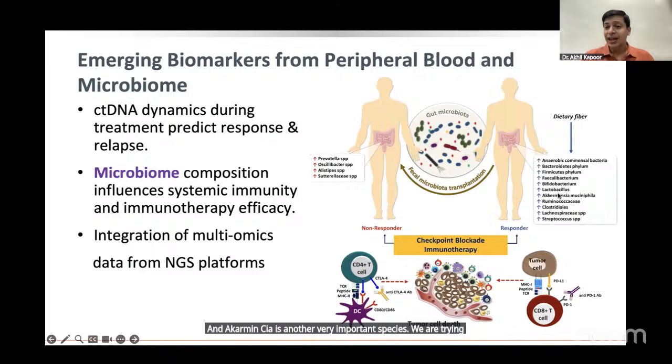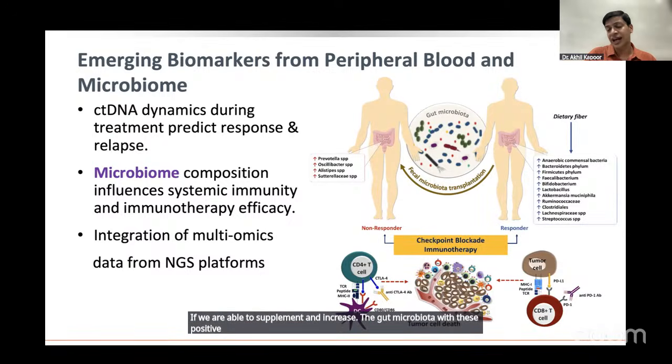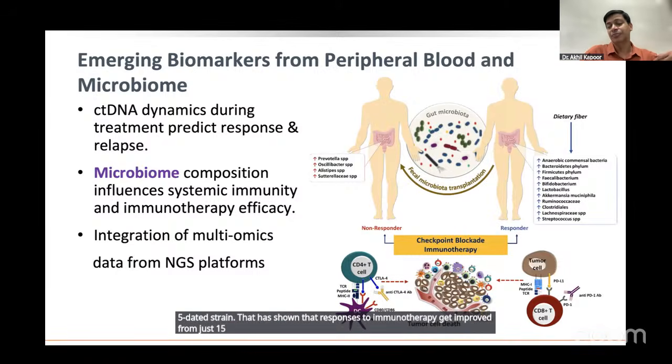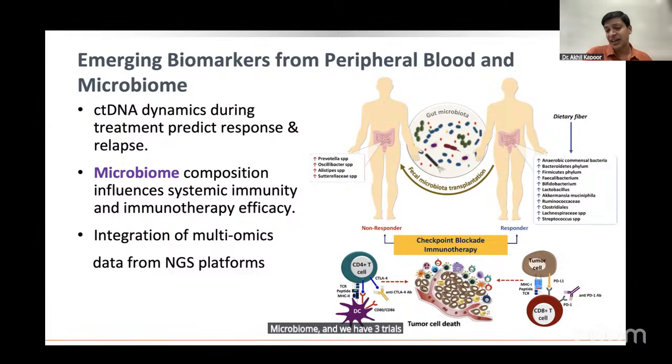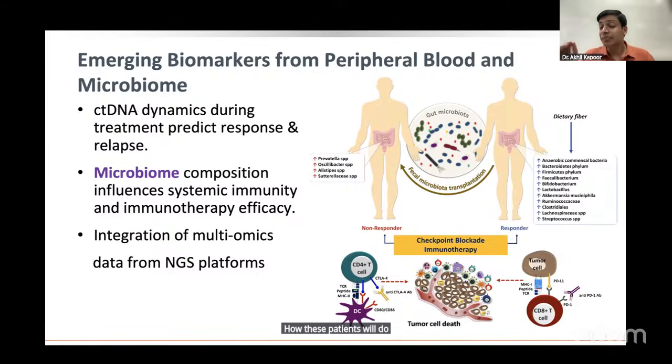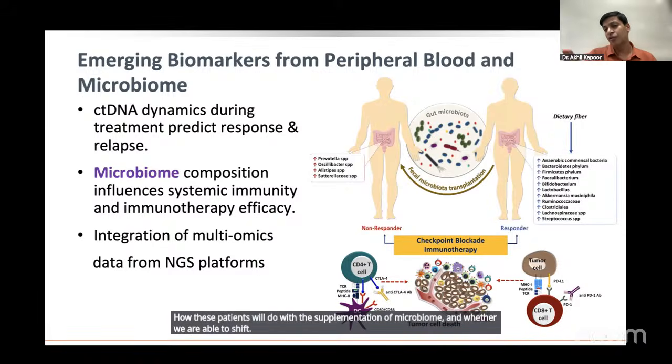We are trying to see if we can supplement and increase the gut microbiota with these positive species. A species called Clostridium butyricum strain 5888 has shown that responses to immunotherapy improve from just 15% to 70% if we supplement the microbiome. We have three trials, one in head and neck cancer, one in lung cancer and another in RCC, which are recruiting at our center to see how these patients do with microbiome supplementation, and whether we can shift the immunotherapy benefit towards the positive side.